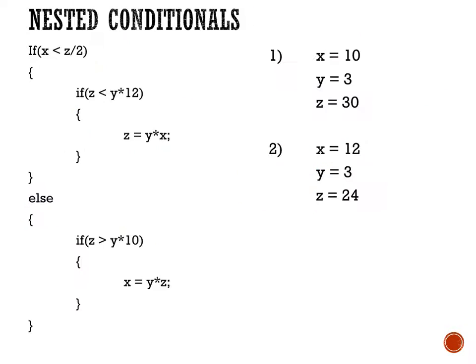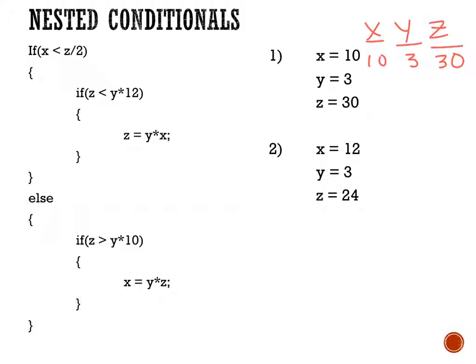All right, the last thing I want to do is model for you what happens when we have nested conditionals, and I'm going to use these values of 10, 3, and 30 for number 1, and 12, 3, and 24 for number 2. So you can go ahead and pause the video and do these on your own, or you can watch me trace through each set so that we know how we trace through it with variables and conditionals. So here for number 1, I have x, y, and z, and I know that x starts off at 10, y starts off at 3, and z starts off at 30.